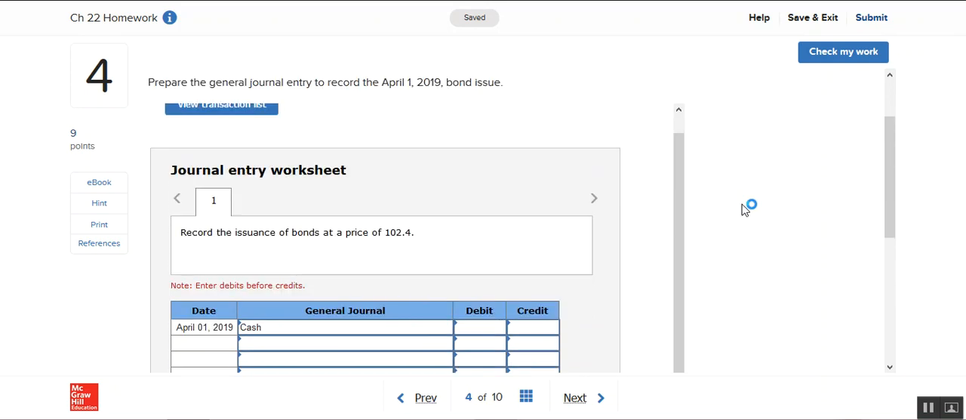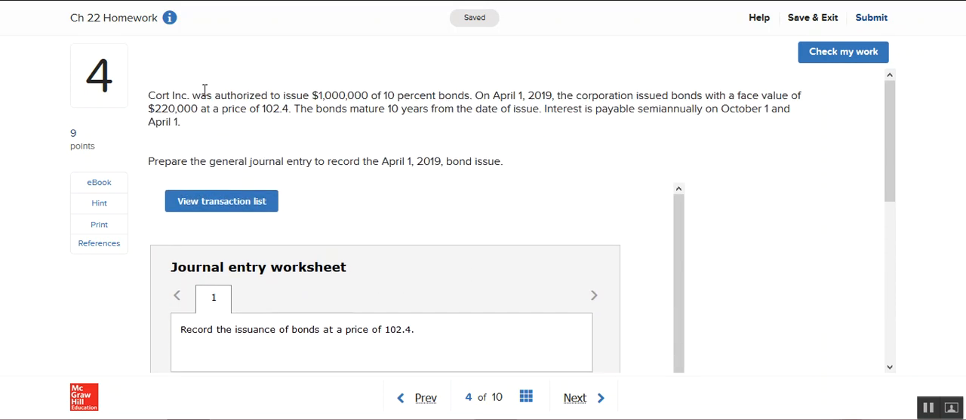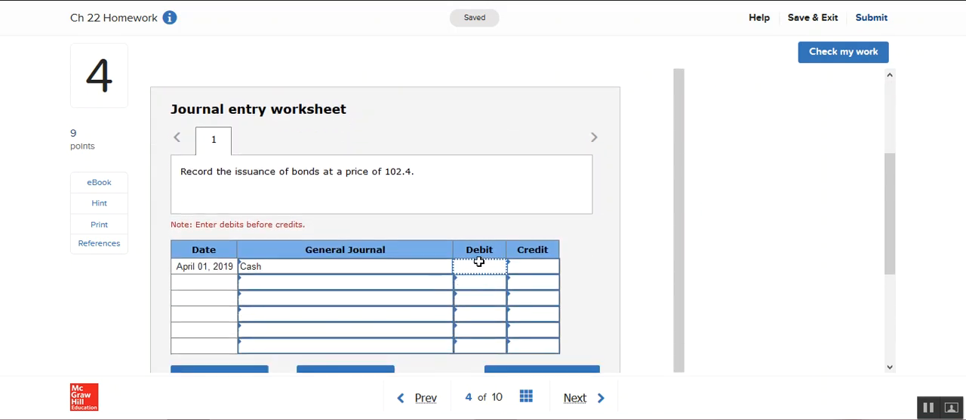calculations. So this says they issued $220,000 worth of bonds at 102.4. So essentially what that means is they issued $220,000 worth of bonds at 102.4% of their value. So if we take the $220,000 and multiply that by 102.4%, or you can do it by 1.024, same thing, either way it'll work, it tells you that we actually got paid $225,280. So that's the amount of cash that we receive.